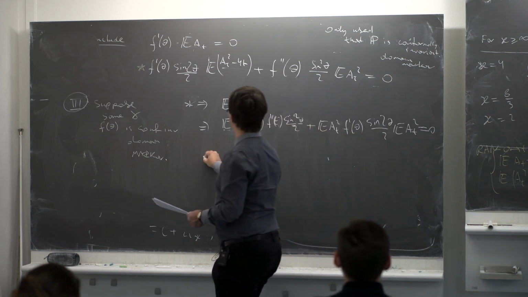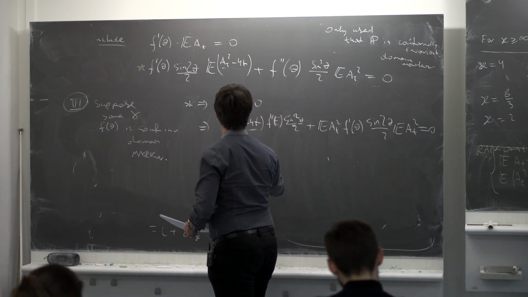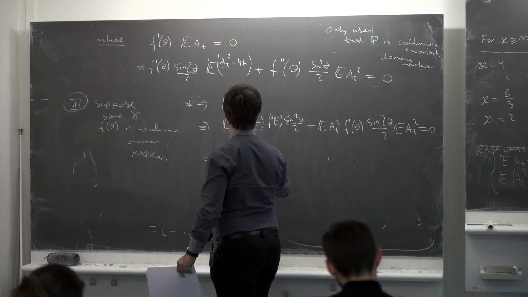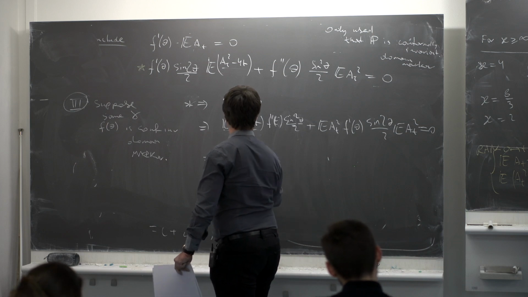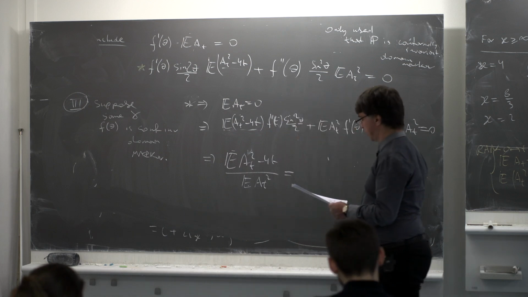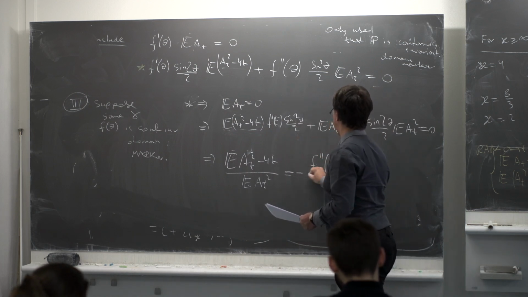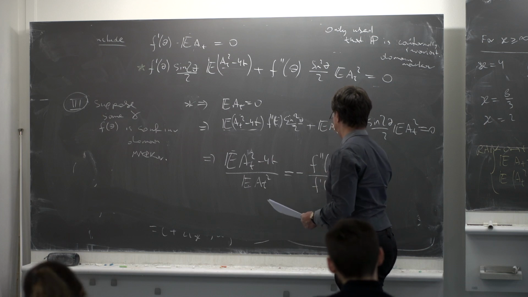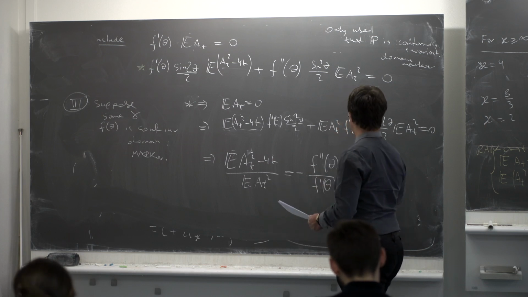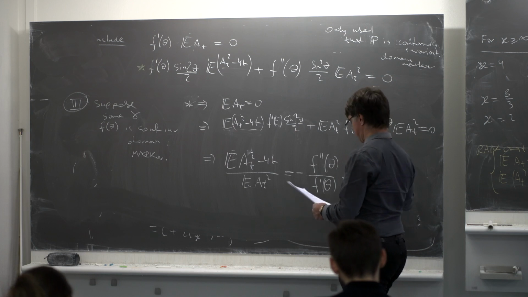So it will imply that the ratio, the expectation of AT squared minus 4t over the expectation of AT squared, will be equal to minus f prime prime theta over f prime theta times tangent of theta over 2.